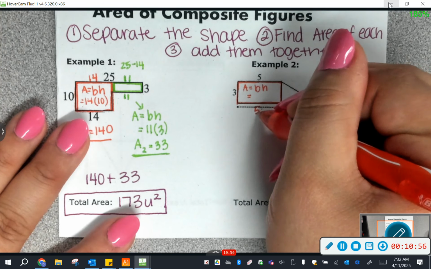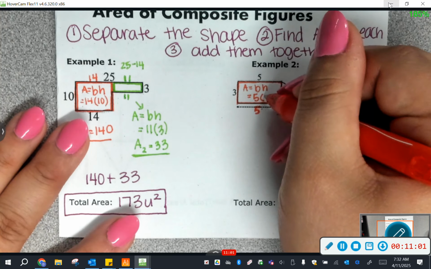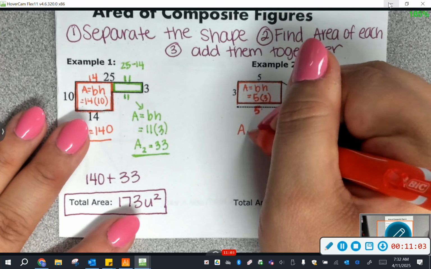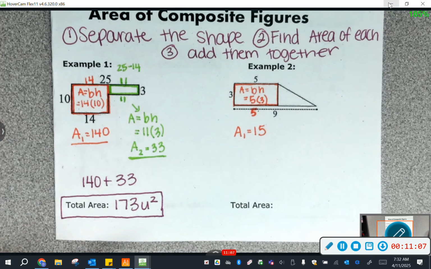My bottom is also 5. What is my height here? 3. And what is 5 times 3? 15. This is actually a test question.